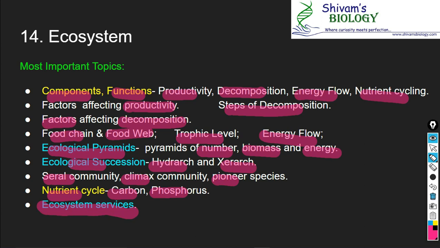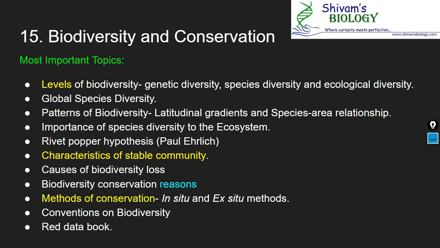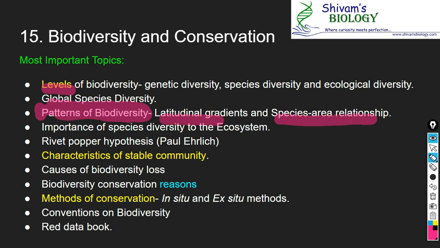Let's proceed to the next chapter, that is chapter number 15. It is biodiversity and conservation. Here the most important topics are levels of biodiversity, global species diversity, patterns of biodiversity. It is an important topic, patterns of biodiversity, that is latitudinal gradients and species area relationship. It is a very important topic, you should understand it very well.